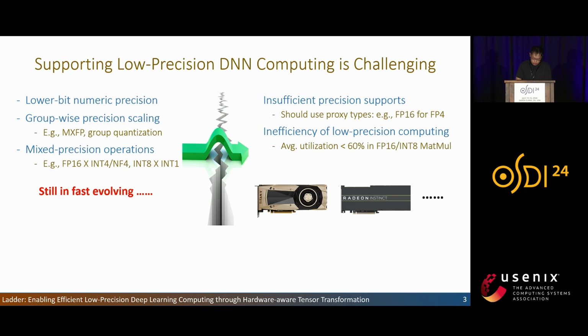Moreover, the supported low-precision computing is still inefficient. According to our evaluation on matrix multiplication of the supported FP16 and int8 data types on NVIDIA and AMD GPUs, the average utilization is less than 60%.